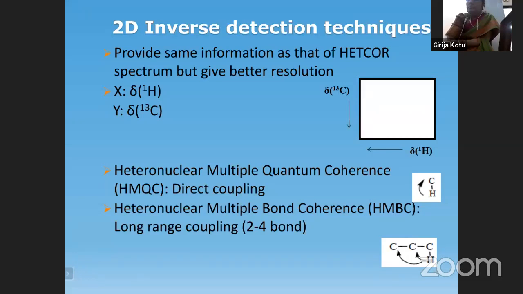And the proton nucleus is called a sensitive nucleus, and the C13 nucleus is called an insensitive nucleus. The reason is the abundance of the proton nucleus is more compared to C13. And not only that, the gyromagnetic ratio of proton is much, much higher compared to C13. So the C13 gyromagnetic ratio is one-fourth that of proton. Hence the sensitivity of proton is more compared to C13, and it is very easy to detect such a sensitive nucleus compared to an insensitive nucleus. So for all practical purposes, we call proton a sensitive nucleus and C13 an insensitive nucleus.